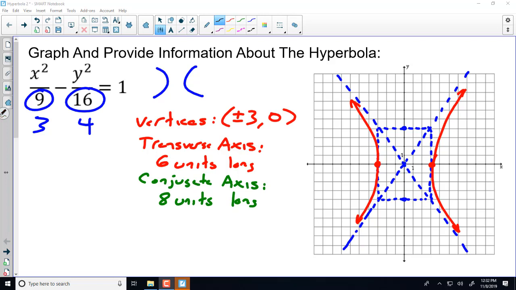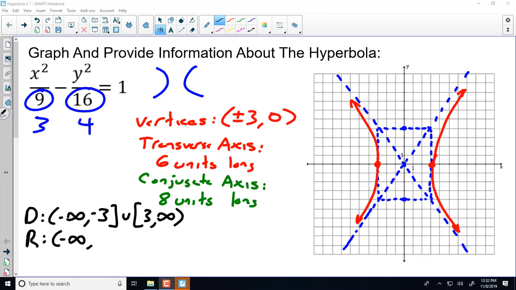I can give my domain. Now this one, my domain has a break in it. So the domain is going to go from negative infinity all the way up to negative 3, including negative 3, but then jump from 3 to infinity. But it does go up and down forever without a break, so the range is going to be negative infinity to infinity.